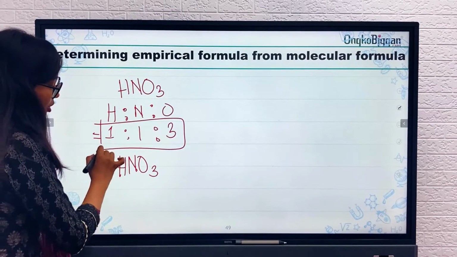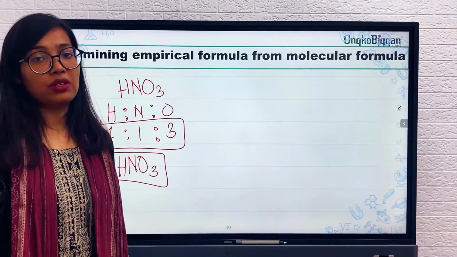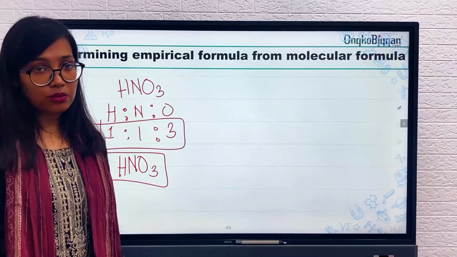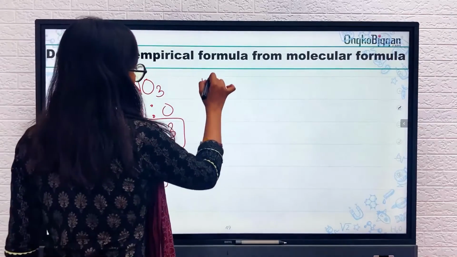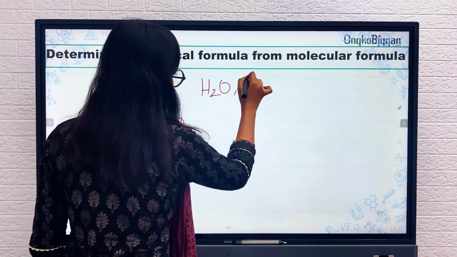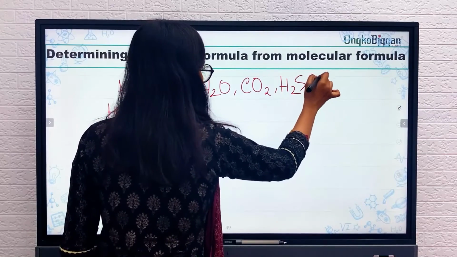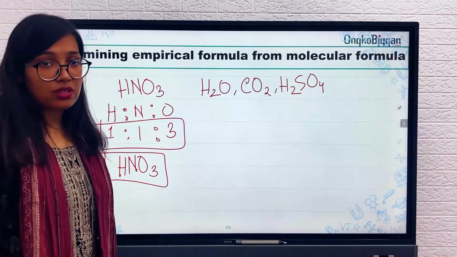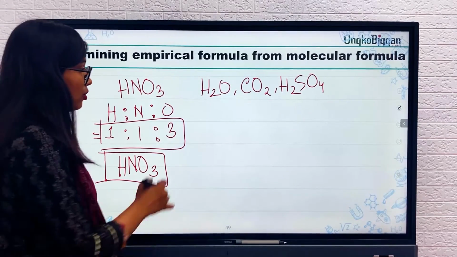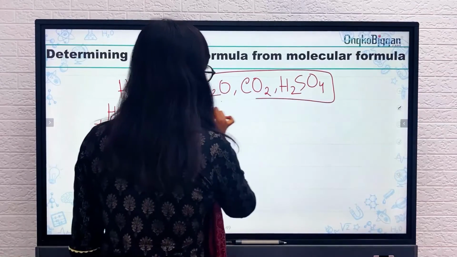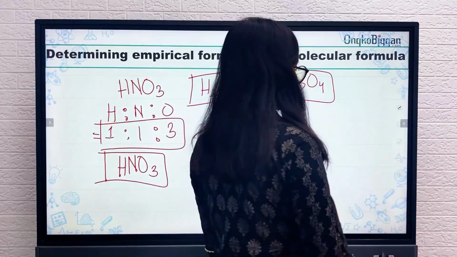Previously I mentioned to you that there are some cases where the empirical formula and the molecular formula are the same. In this case that happened. The same goes for water, carbon dioxide and sulfuric acid as well. For these chemical compounds, the molecular formula and the empirical formula remain exactly the same. Okay, so it's very easy to find the empirical formula from the molecular formula. It's basically a reverse process, very easy.